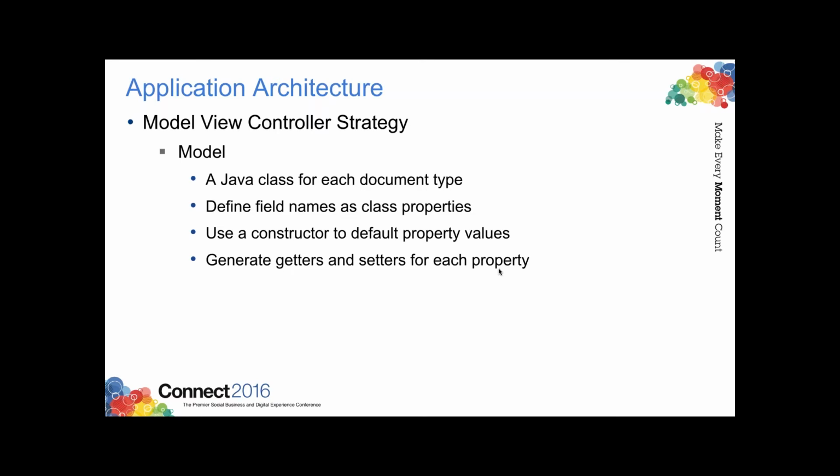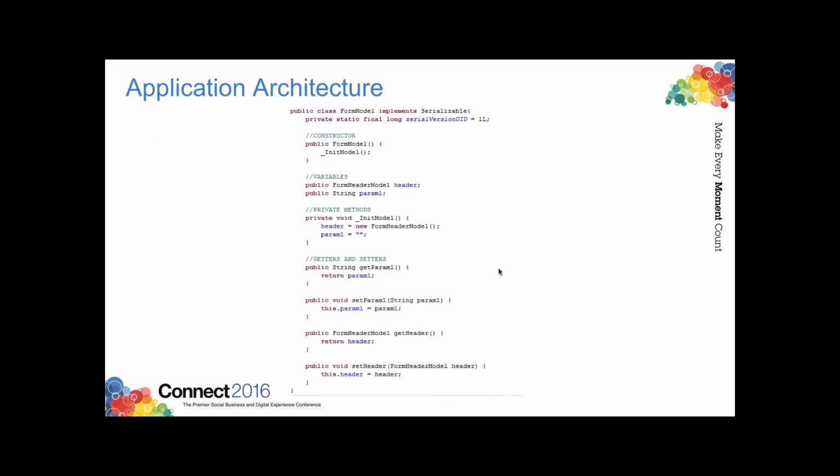All right, this is a quick example of a Java model, and you can see on top that the form model would be replaced with something like timesheet or purchase order. And here is our constructor, and you can see I'm running a private function called init model, and all that init model does is it takes the two variables, which is our header of the form and a string called param1, and it goes and sets default values for them. So that's what the constructor does, and then your getters and setters at the bottom so that we can bind XPages controls to this model.